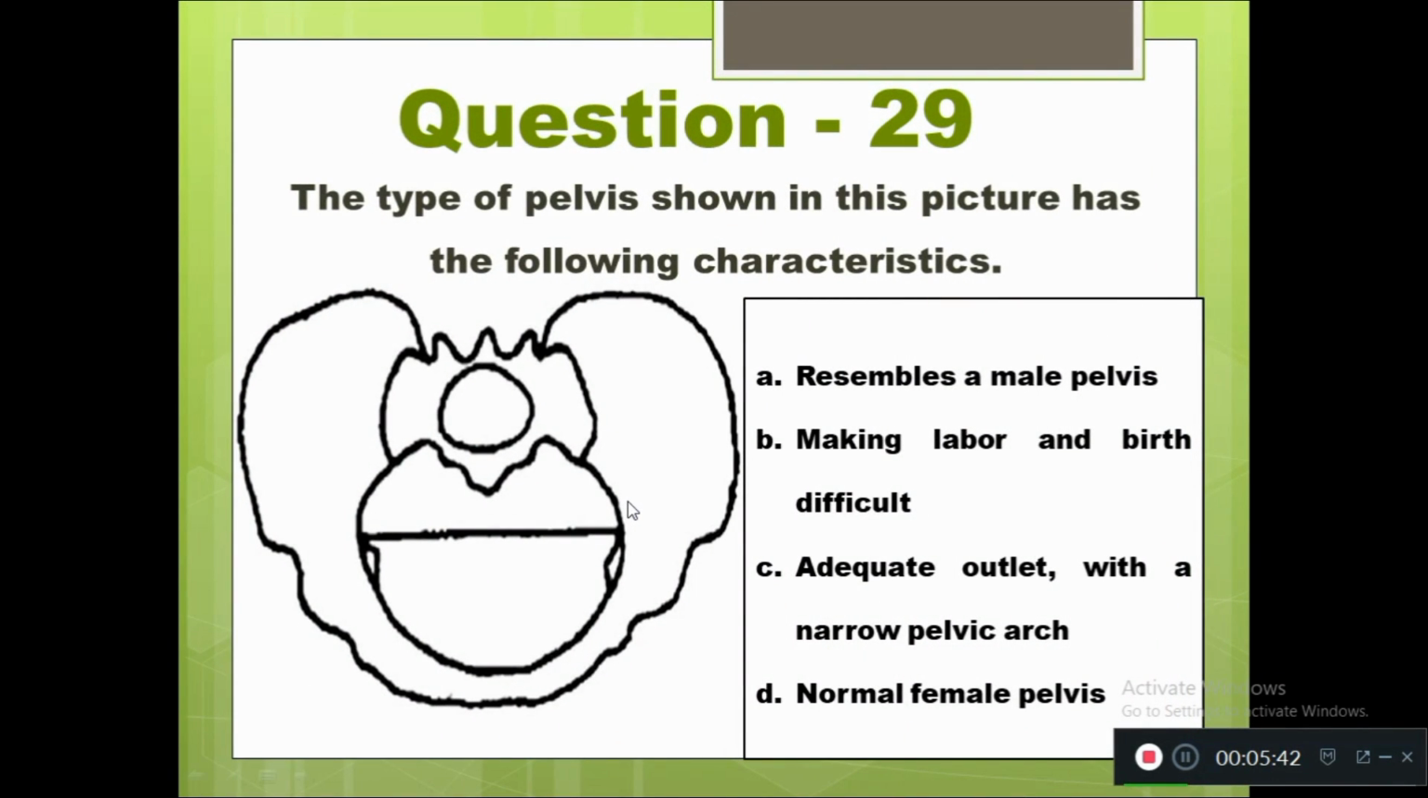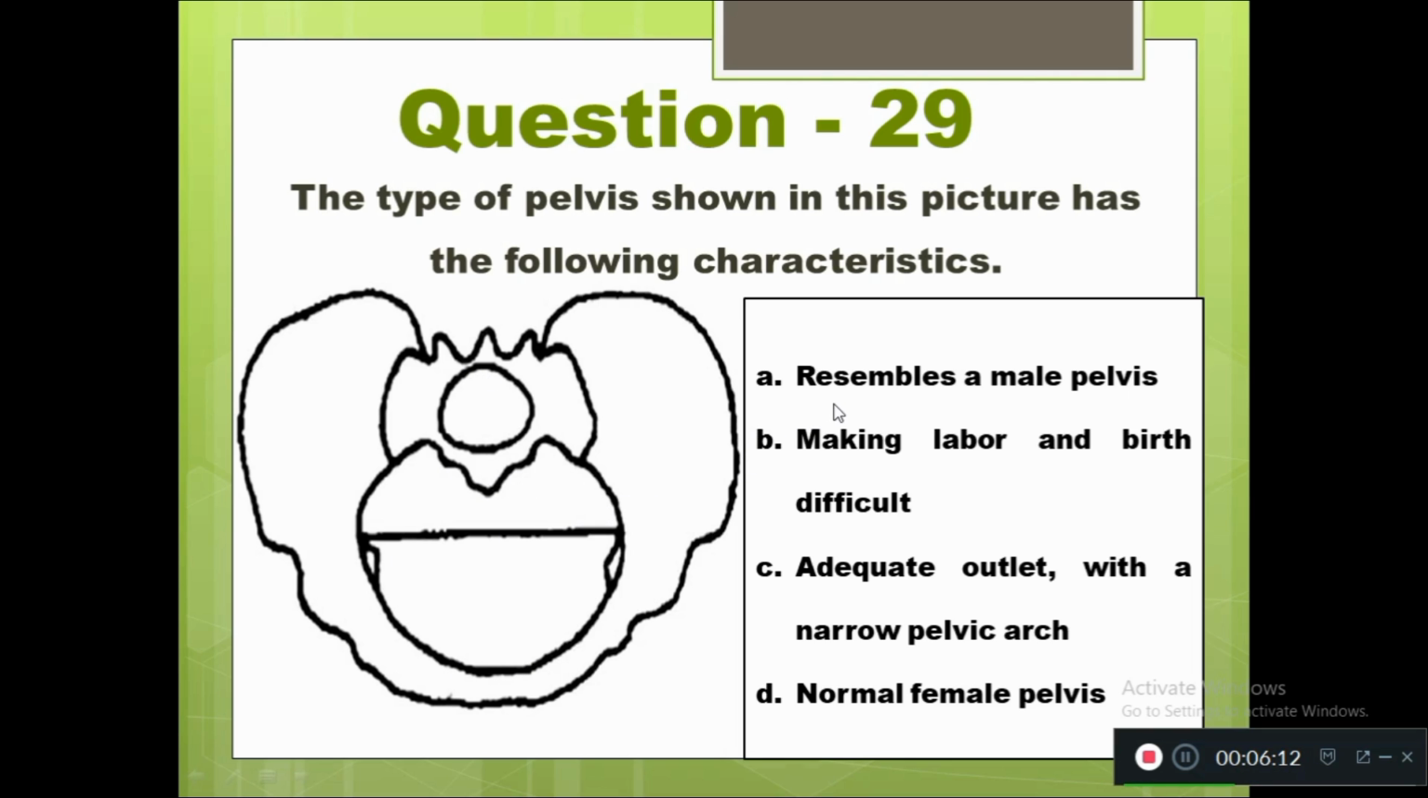Now comes to question number 29. The type of pelvis shown in this picture has the following characteristics. So see this image and identify which type of pelvis it is. There are four types of pelvis. You have gynecoid pelvis, android pelvis, anthropoid pelvis, and the fourth one is platypelloid pelvis.